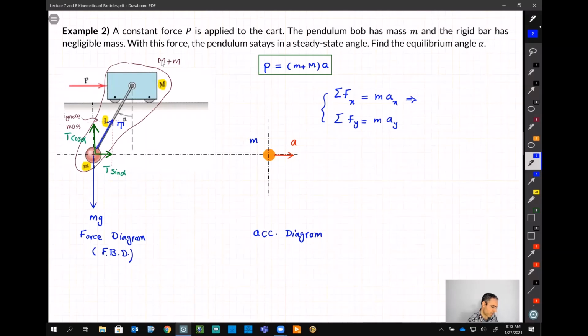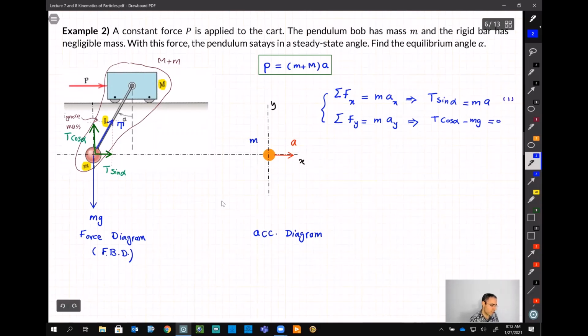In the X direction, I have T sine alpha, nothing else. That equals m times what? What is the acceleration in X? It is a. If I look at my diagram, in the X direction, this is X and this is Y, it's just a. And then what do I have in the Y direction? I have T cosine alpha, I have mg, and then nothing else, equal to 0.